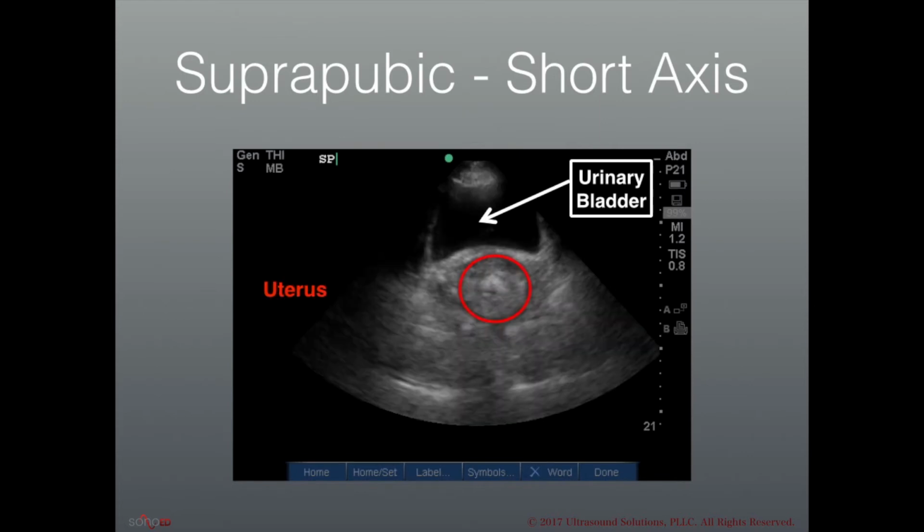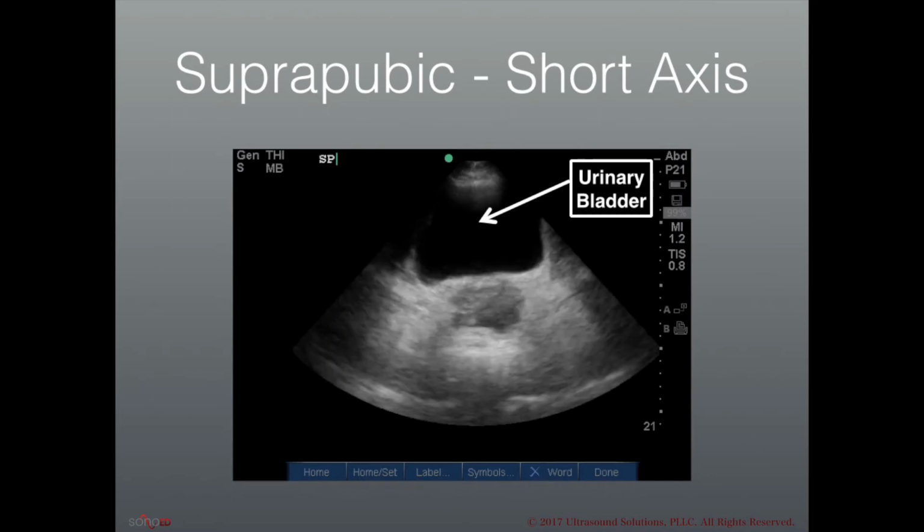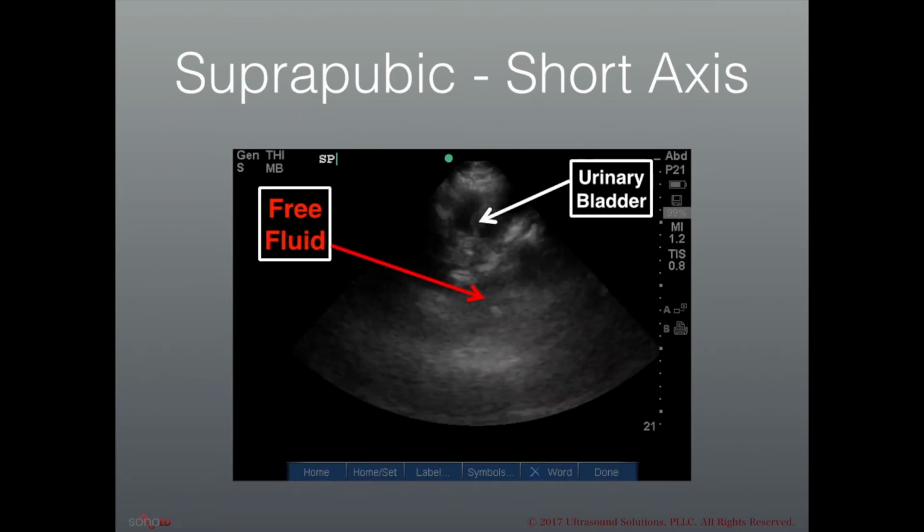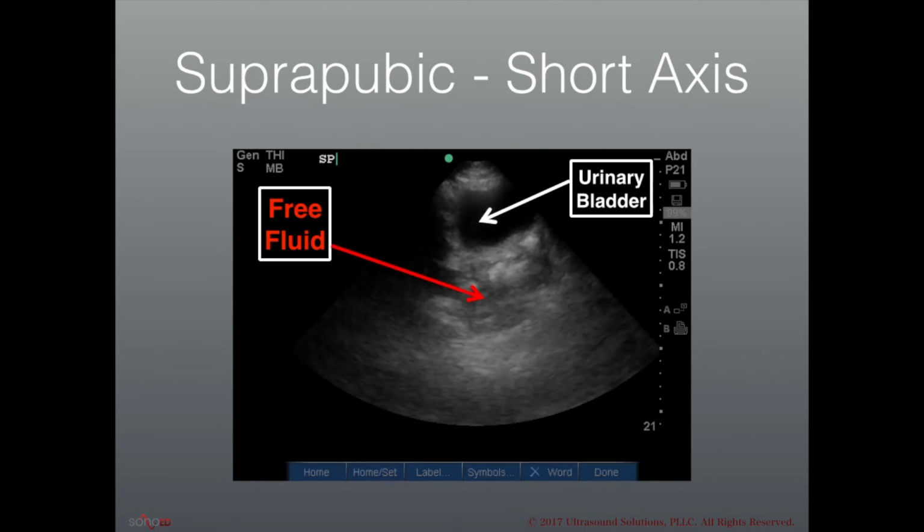I want to play this video again because it exemplifies why it's important to ensure that if you use the short axis view, that you scan cephalad up through the fundus of the urinary bladder to ensure that you're assessing the peritoneum and not the pelvis for fluid. So again, seen here is the urinary bladder and the uterus, and note that as we scan cephalad, we now see the free fluid up in the peritoneum.